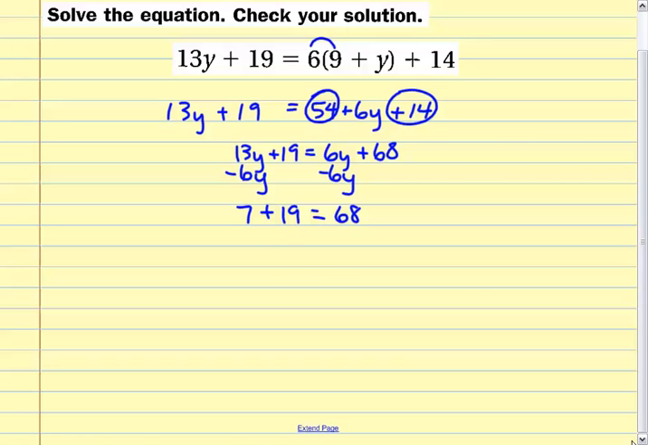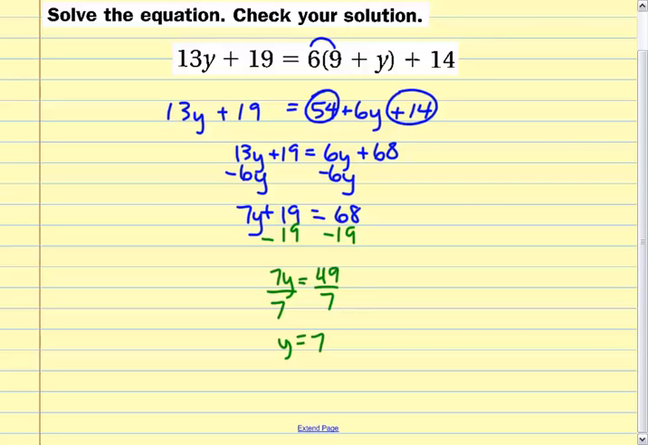Well, you do 13y minus 6y, but there's still a 1. 13y minus 6y is what? 7y. Good. Excellent. Now what do I do, Elise? Subtract 19 from both sides, and I'm going to get 7y is equal to, what is that? 49. Okay. And then what do I do from there? Divide both sides by 7, and I get y is equal to 7.